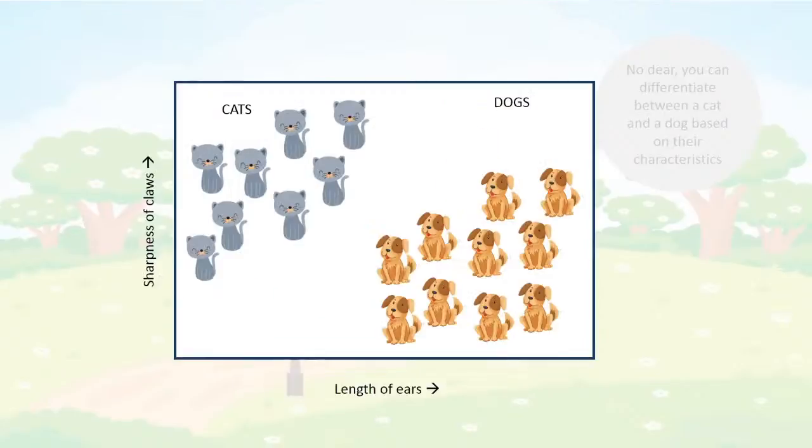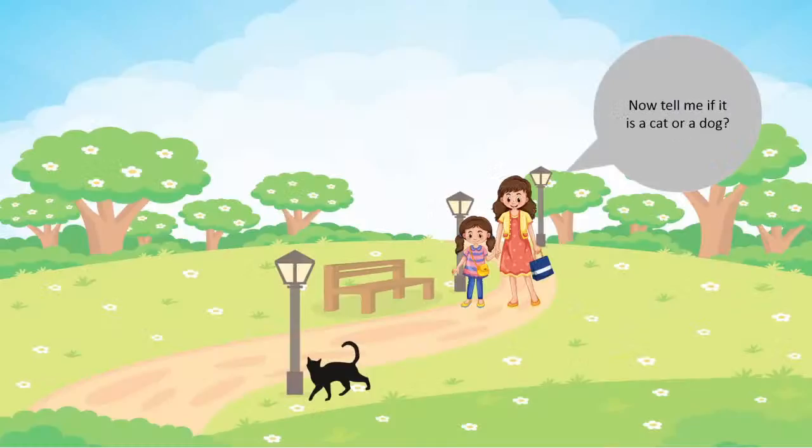And we can evaluate the sharpness of the claws, how sharp are their claws, and we can evaluate the length of the ears, and we can usually sort out cats from dogs based on even those two characteristics. Now tell me if it is a cat or a dog. An odd question, usually little kids know cats and dogs by now, unless they live in a place where there's not many cats or dogs.